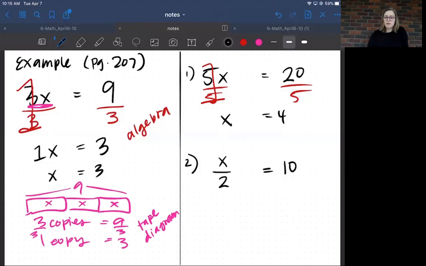Number 2 is a little bit trickier. Same thought process. First question, what is the operation that I see? I see division. Second question, what's the inverse operation for division? And that is multiplication. So I'm going to multiply both sides by 2. Okay, same as before. 2 divided by 2 on this side makes a 1. I kind of have to draw it at a little bit of an angle there, okay? But so I have my 1x, and then 10 times 2 on the other side is 20. So my solution is x equals 20.